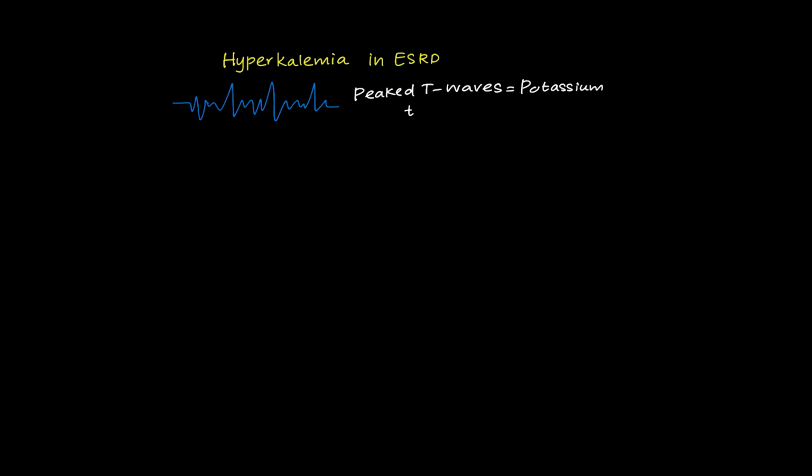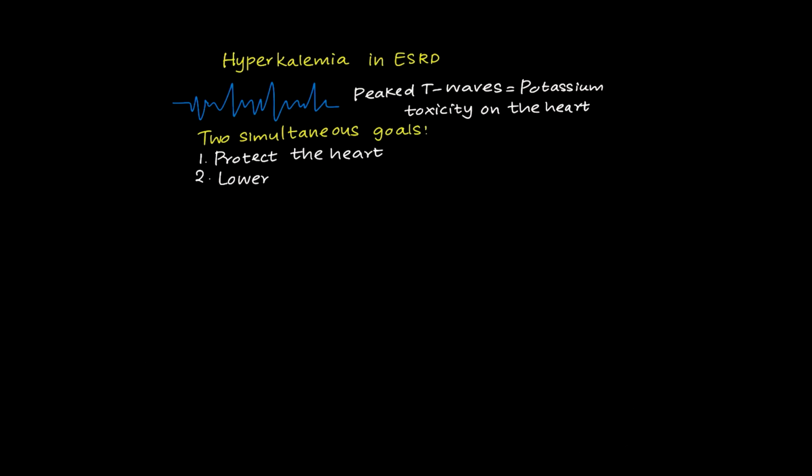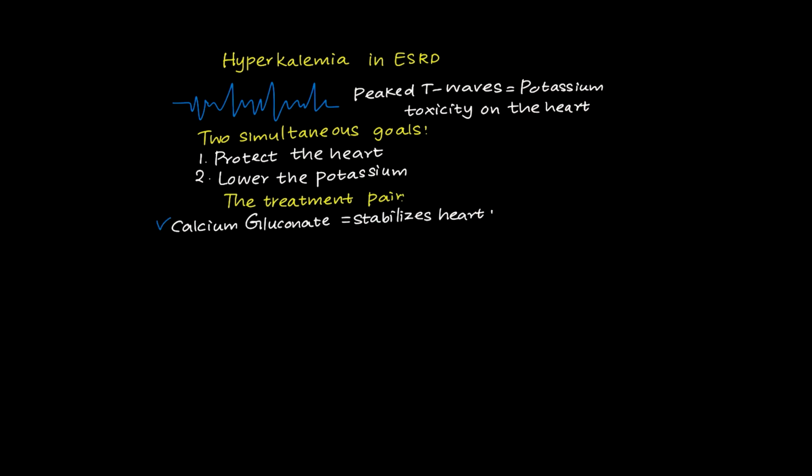End-stage renal disease client missed dialysis, fatigue, muscle cramps, tingling, tachycardia, and the ECG shows peaked T waves. That's hyperkalemia staring you in the face. Peaked T waves mean the potassium is already affecting the heart's electrical system. Two things need to happen simultaneously: protect the heart and lower the potassium. Calcium gluconate stabilizes the cardiac membrane so the heart doesn't go into a fatal arrhythmia. It doesn't lower potassium. It buys you time.